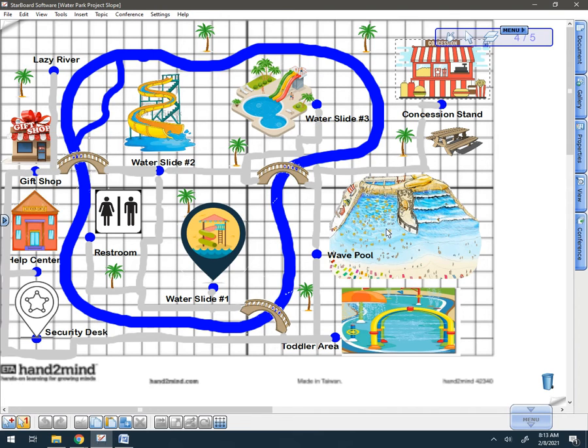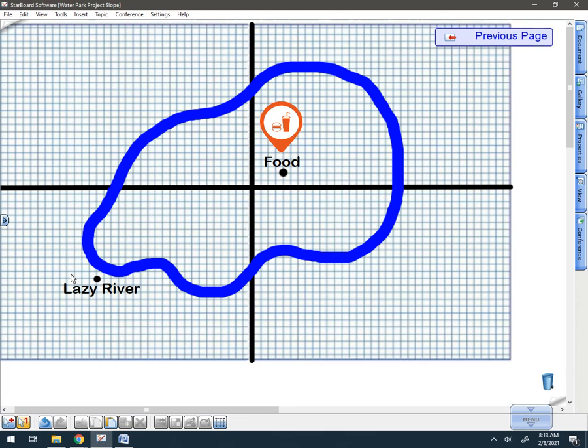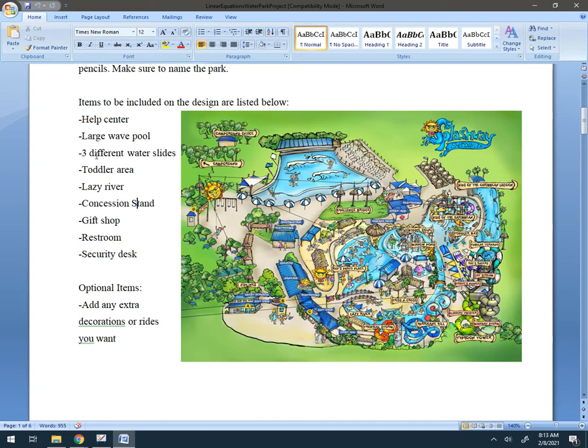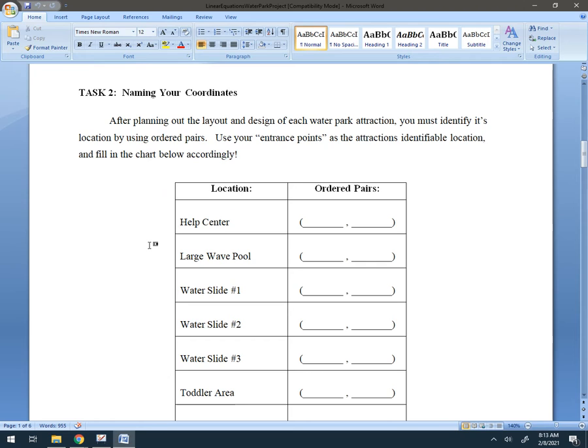Concession stand, has a wave pool, water slide, security desk. It's got all the things around it that you need from the example. All right, so that's the first thing. Design your water park, make it look really good. After you design your water park and you put all of these on there, then we'll come down to the next thing you're going to do.